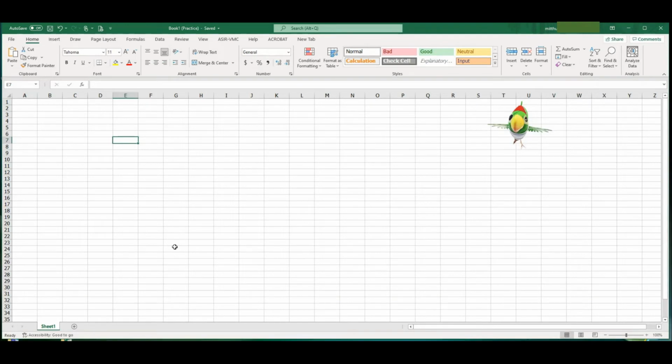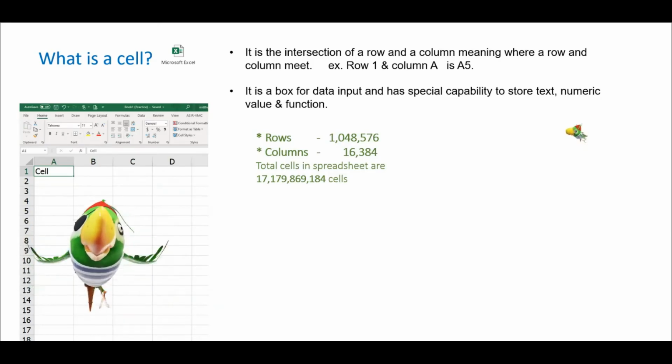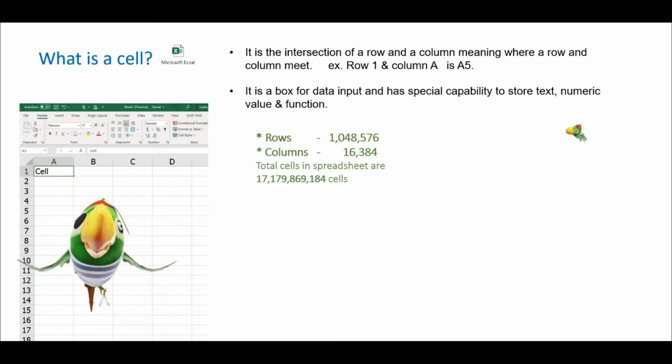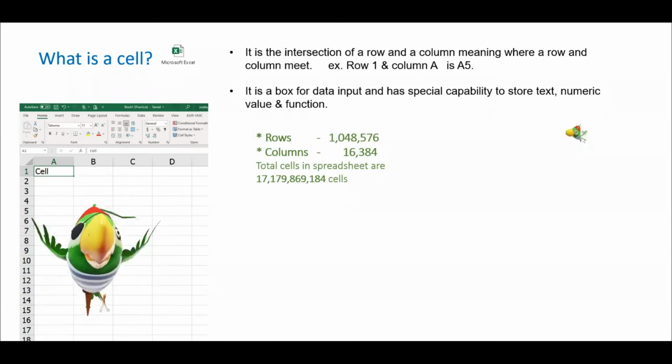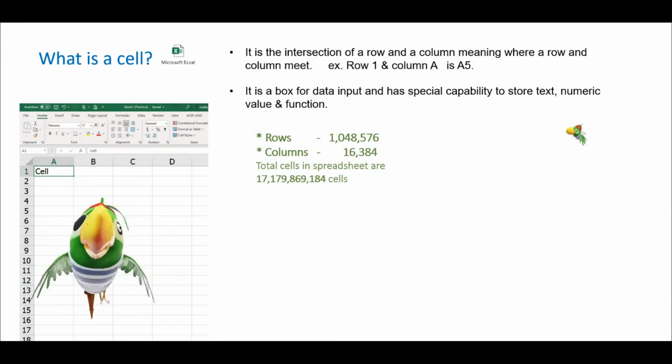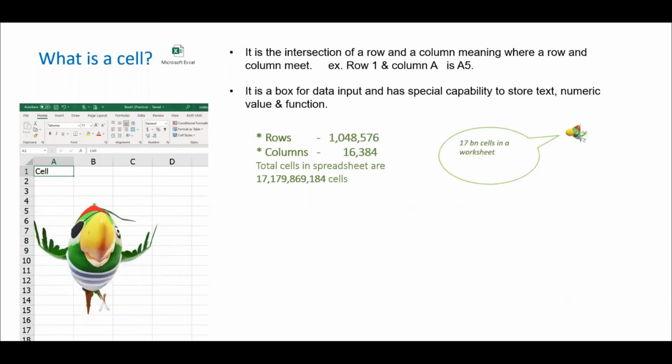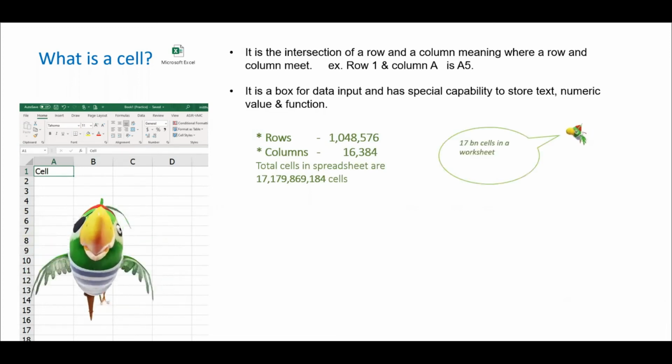So a question might come to your mind: how big is the spreadsheet? How do you define the spreadsheet? The spreadsheet depends on how many cells are there, and the cells depend on how many columns and rows are there. Each spreadsheet contains 1,048,576 rows and 16,384 columns. That means the row numbers are from 1 to 1 million, and the columns, which are represented by alphabets, are 16,384. That means total cells in this spreadsheet are 17 billion cells in our worksheet.